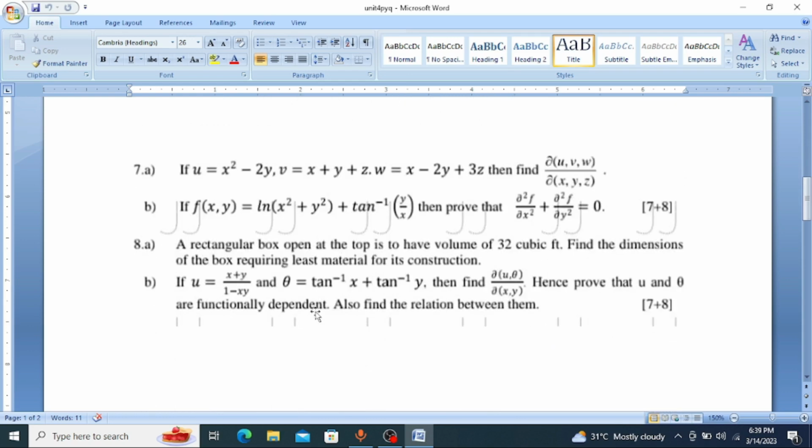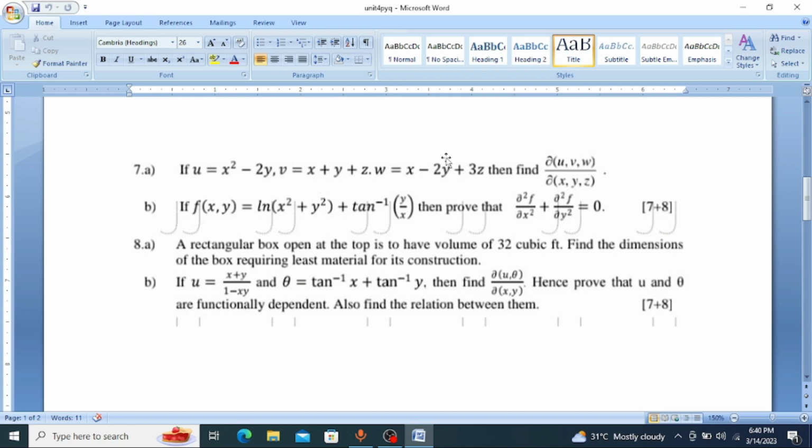Then next question, if u is equal to x square minus 2y and v is equal to x plus y plus z and w is equal to x minus 2y plus 3z, then find ∂(u,v,w)/∂(x,y,z). So here you have to differentiate the functions u, v and w with respect to x, y and z. So this is what finding the Jacobian.